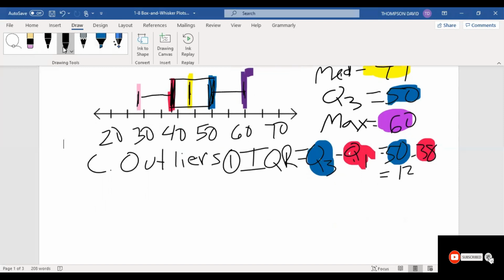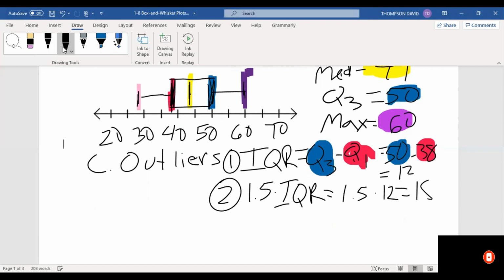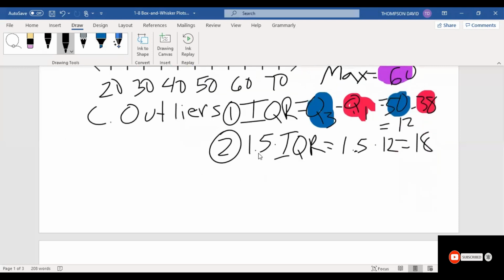The next step, you want to find 1.5 times the IQR. So in this case, that is 1.5 times 12, which gives me 18. The last step, you want to take quartile 1. So this comes in 2 steps. Quartile 1 minus 1.5 times the IQR. And remember, quartile 1 is red.